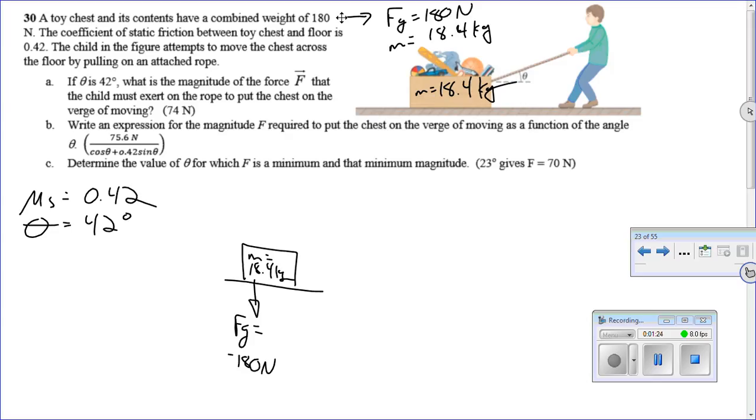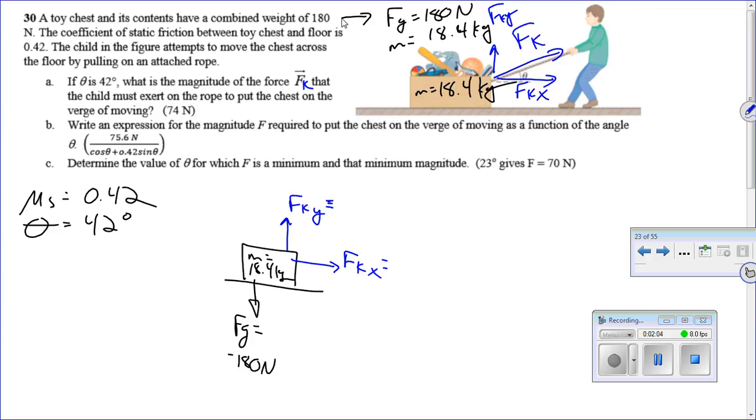Now, the kid is going to pull this way with some amount of force. So we'll call that the force from the kid. Now, that force is going to have a horizontal component, the force of the kid in the x direction, and a vertical component, the force of the kid in the y direction. So let's put those on our drawing. Now we can write expressions for those, even though we don't know what the force of the kid is. The problem calls the force of the kid just F, and I've decided to call it FK.